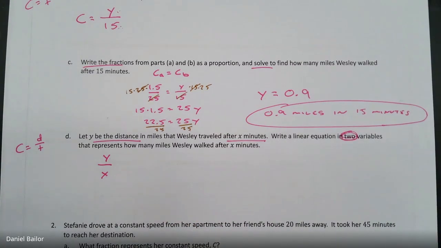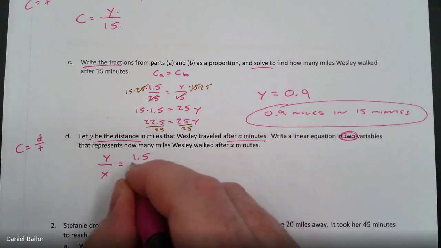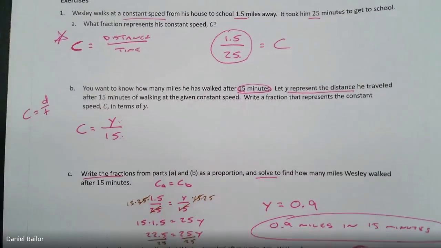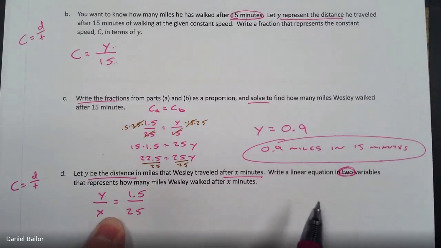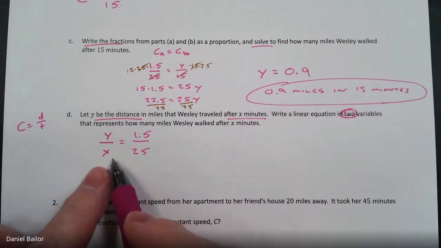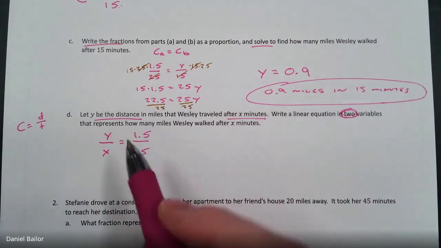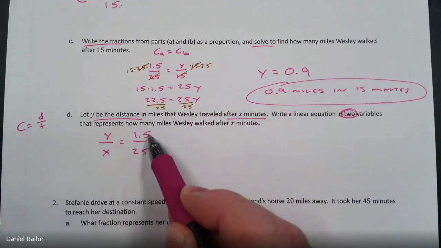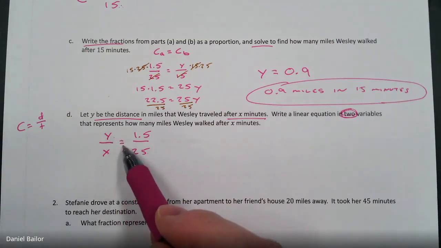Well, let's use our constant equation from part A. We take the fraction from part A, which, remember, is 1.5 over 25, because we know Wesley's missing speed is going to be proportional to the speed we know. But we can take this information, y over x equals 1.5 over 25, because distance over time equals distance over time. Distance divided by time, even if we don't know what it is, we know it has to be equal.